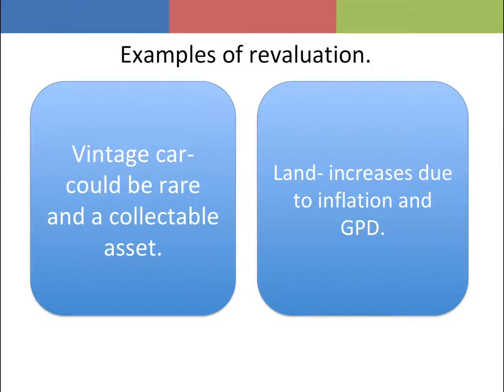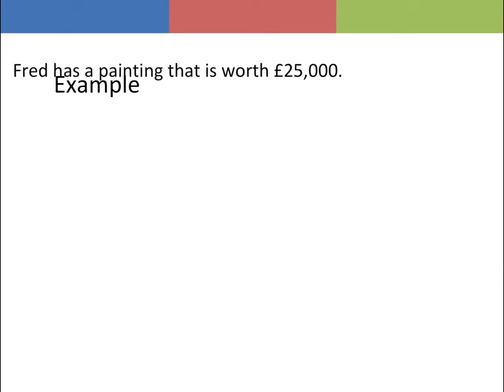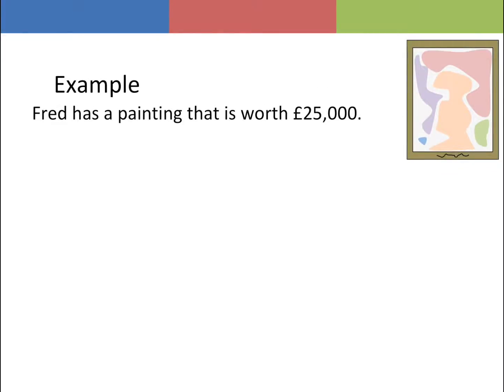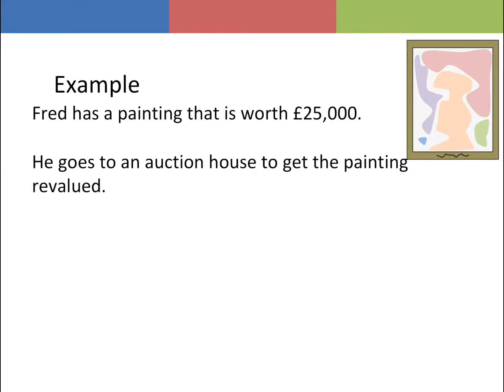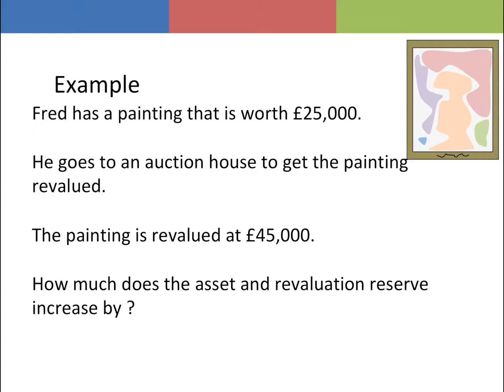Let's have a look at an example. Fred, an antiques collector, has a rare painting that was worth £25,000 when he bought it. Fred takes the painting to be revalued at an auction house and is told the painting is worth £45,000. How much will the asset and revaluation reserve increase by?